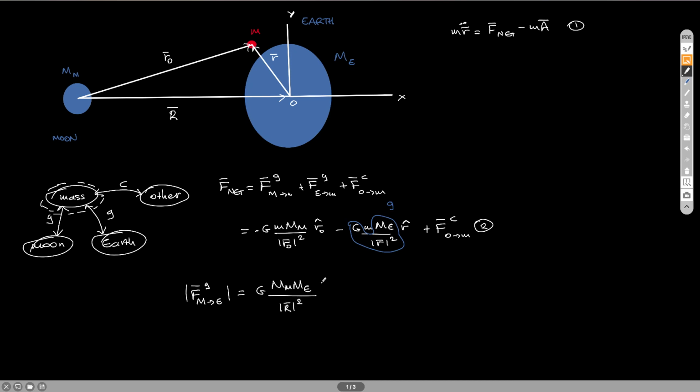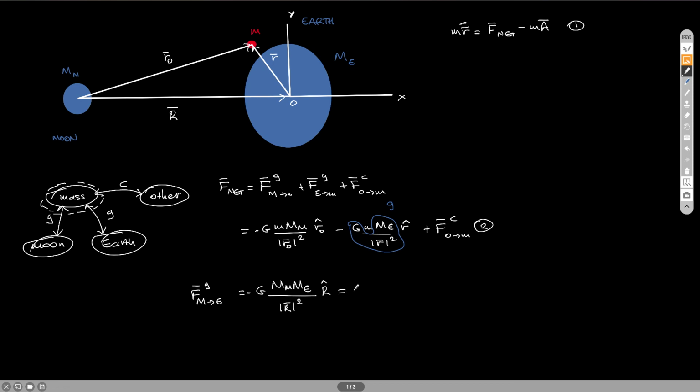Now, remember, I'm looking for the acceleration of the Earth. So I can say the acceleration caused by this force on the Earth will be equal to this. Now, let's not use the magnitude. Let's include the directions here, knowing the direction is just going to make my life easier afterwards. So this is going to be minus and then r hat.